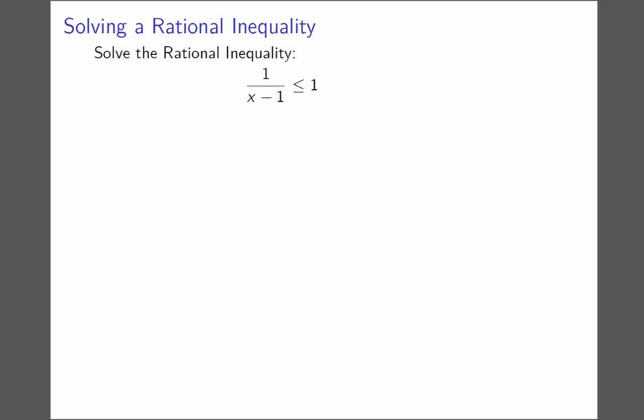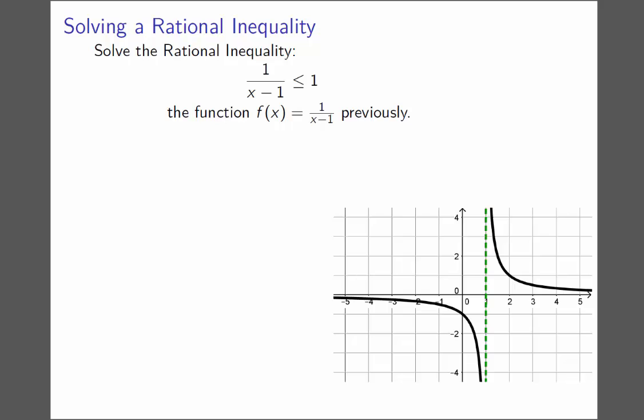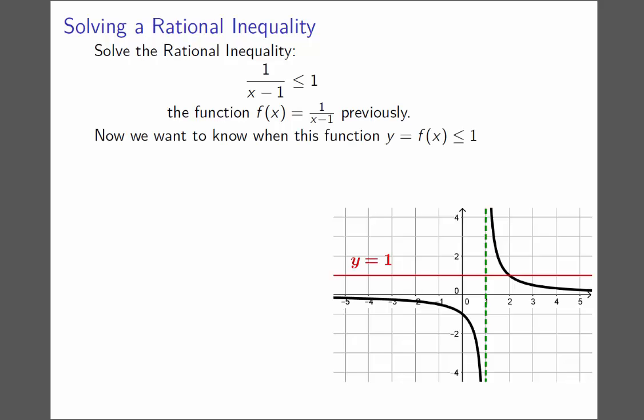In this example, we want to solve the rational inequality 1 over x minus 1 is less than or equal to 1. Remember, we graphed the function f of x equals 1 over x minus 1 previously, and now we want to know when this function y equals f of x is less than or equal to 1. To help us visualize this, we'll add the line y equals 1 to our graph, and we want to know when our function is below this.